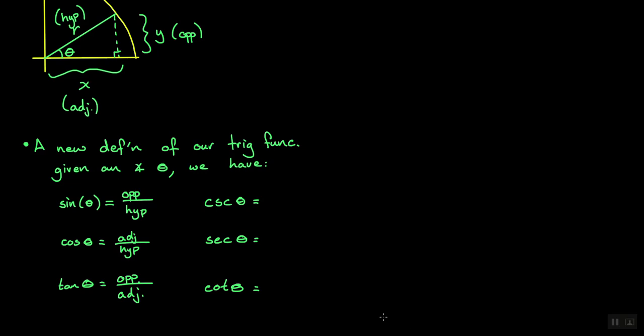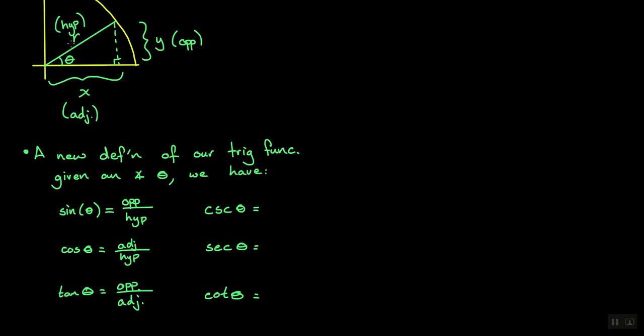JV, if sine is opposite over hypotenuse, what's the cosecant? The hypotenuse over the opposite. Perfect. Hypotenuse over opposite. Okay, if cosine is adjacent over hypotenuse, Mickey, what is secant of it? Hypotenuse over the adjacent leg. And Charles, if tangent is opposite over adjacent, what do you reckon cotangent ought to be? Perfect. The adjacent side length over the opposite side length.